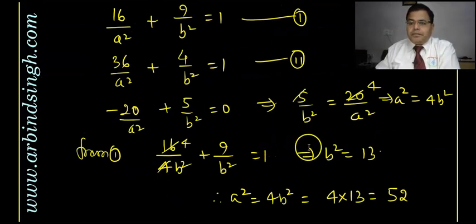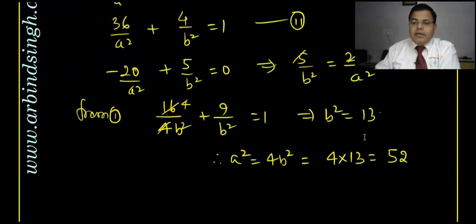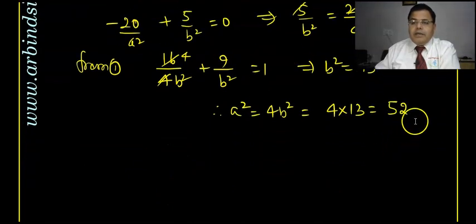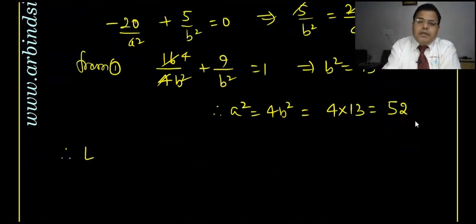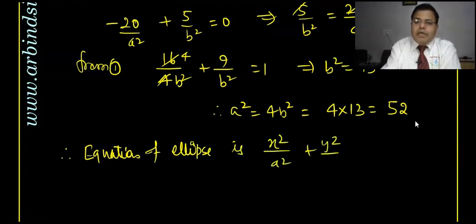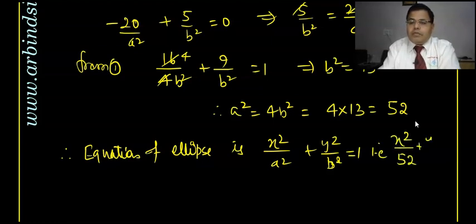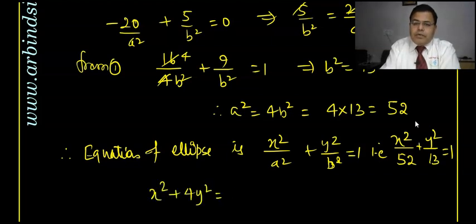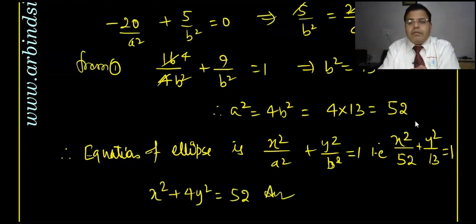B square is 13. And therefore, major axis lies along x-axis clearly because a is greater than b. So the equation of ellipse is x square by a square plus y square by b square is equal to 1. That is, x square by 52 plus y square by 13 is equal to 1, which will be x square plus 4y square is equal to 52. That will be the answer of this question.